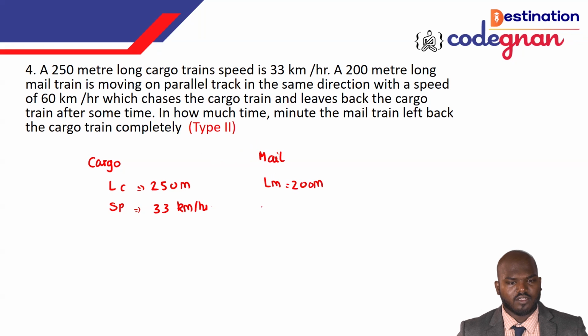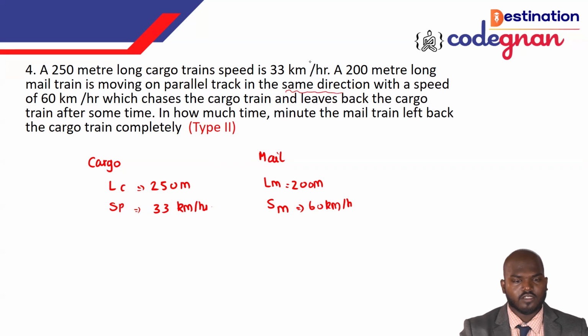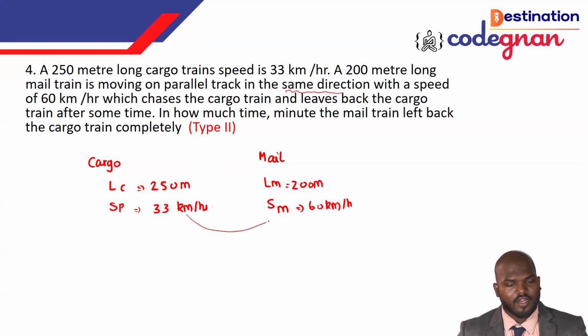Here also they are using meters, and they are saying it is traveling at a speed of 60 kilometers per hour. So I have finished the data, and they are saying the trains move in the same direction. Same direction means you need to take only one thing: relative speed. Relative speed will give you 60 minus 33, which is 27 kilometers per hour.